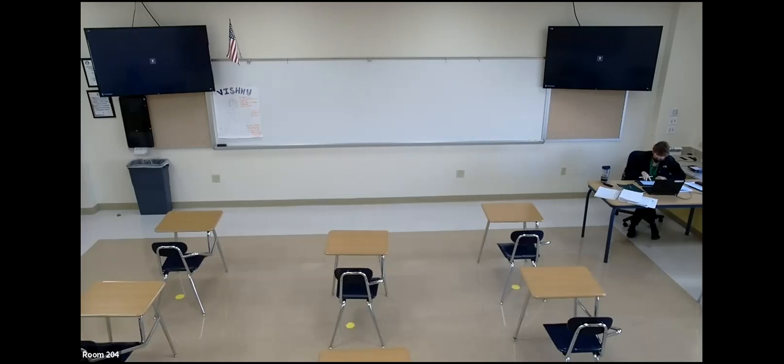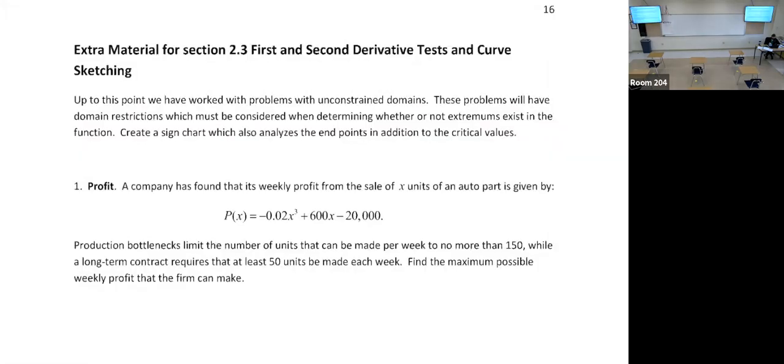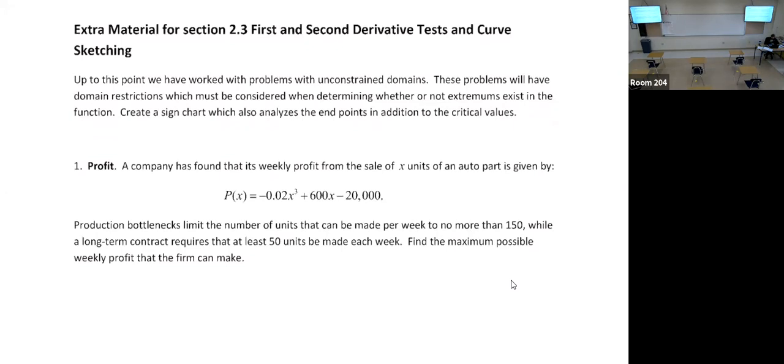Now I'll get my notes up as well. Okay, so this is a little bit different than what we've been doing, and I'll tell you why. Okay, so in this situation, this was like the extra material for the section. It's extra because I give you endpoints to consider. So when you're given a domain restriction, you want to also test those values to see whether maybe they're a max or a min. So you have a little bit of an extra test to do.